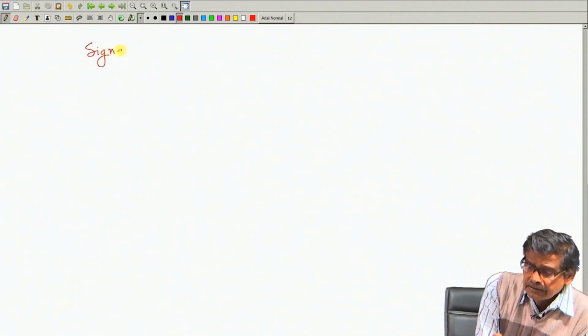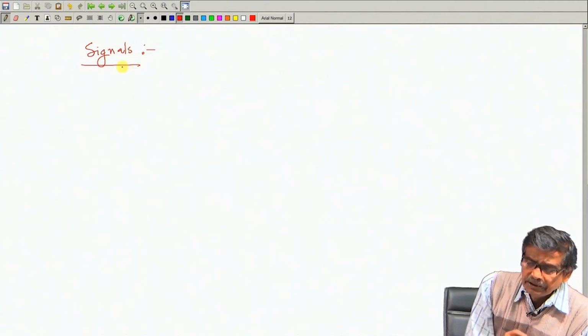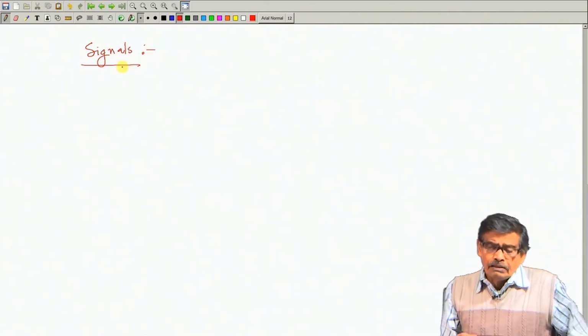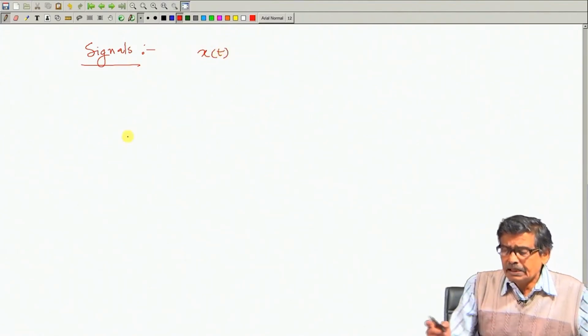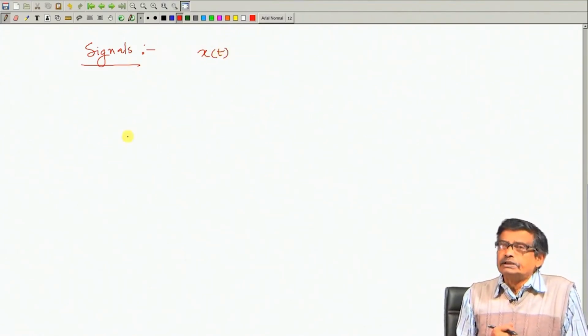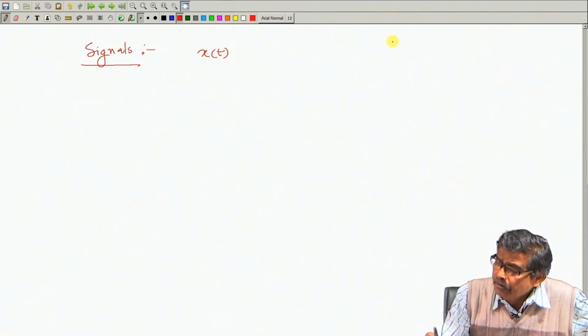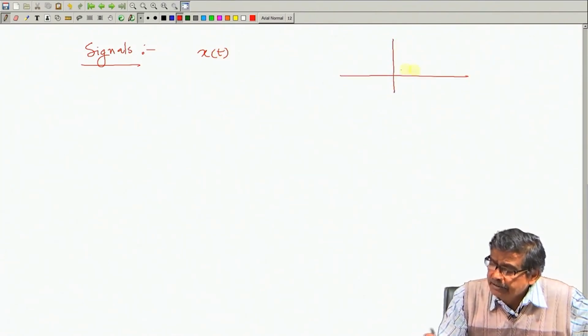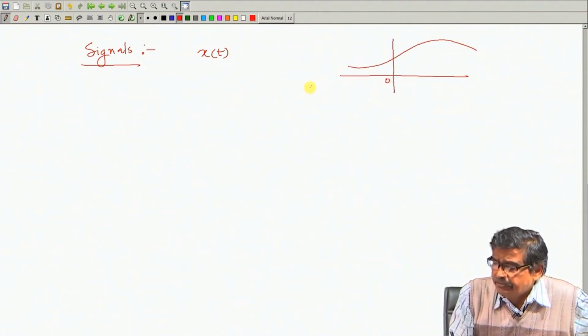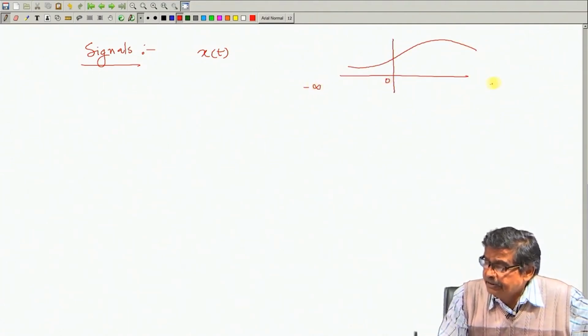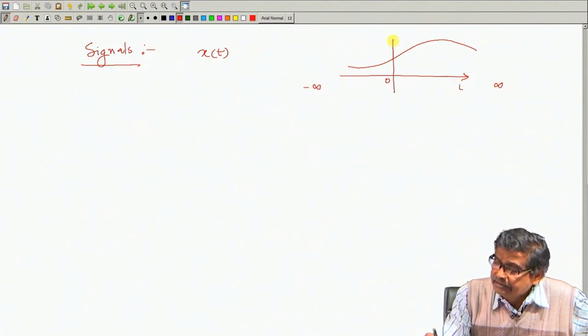Signals. Very basic things, we will not go much deep into it. Any signal I will denote it by x(t). It is the time description of the signal. For example, x(t) could be anything like this, and generally t ranges from minus infinity to plus infinity. This is t and this is x(t). This is how we show it.